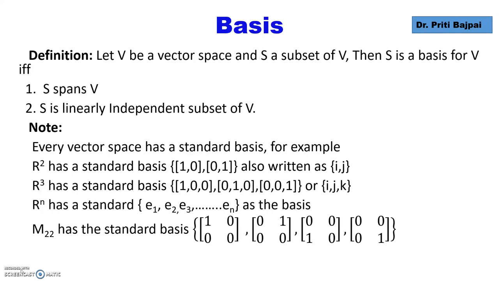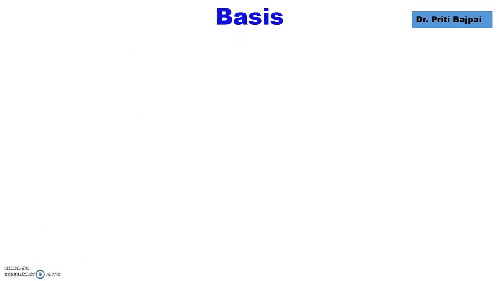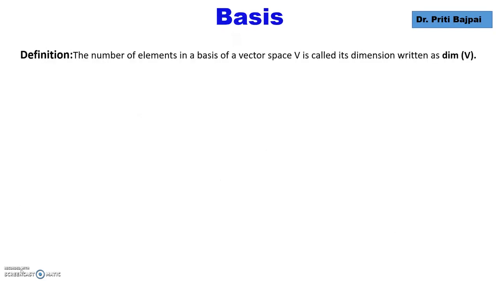Then, how about the vector space of matrices of order 2 by 2? That has a standard basis: [1 0; 0 0], [0 1; 0 0], [0 0; 1 0], and [0 0; 0 1]. The vector space of all polynomials of degree less than or equal to n has a standard basis which will have the vectors 1, x, x square, up to x to the power n. All these vectors satisfy both the conditions.